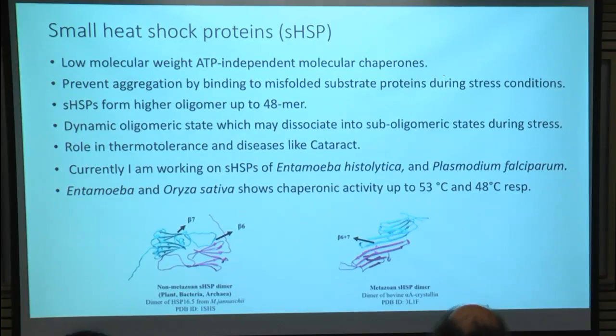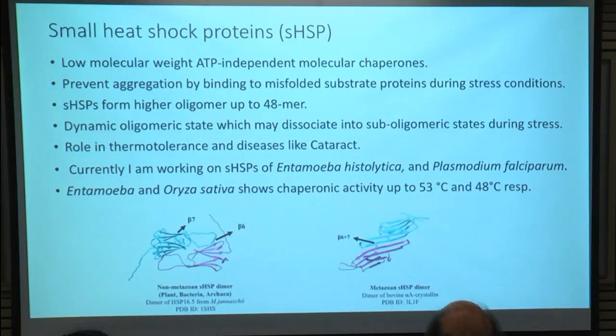When there is a stress, other proteins start aggregating. To prevent aggregation, this small heat shock protein goes to the unfolded protein and binds there. When the normal condition comes, it makes the protein accessible to the ATP dependent molecular chaperones and helps in folding back to the native state. So this small heat shock protein has a role in diseases like cataract.